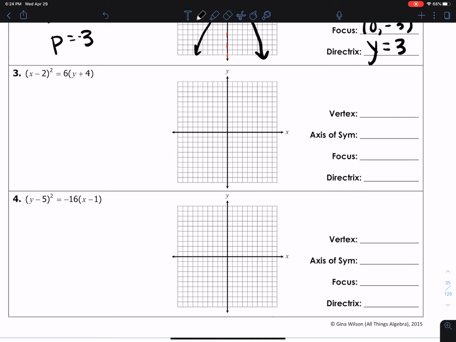The next one, the vertex is not at the origin or at 0, 0, because we have x minus 2 and y plus 4. So this tells us that it's at 2, -4. That's where the vertex is. So I'm going to plot that right there. The axis of symmetry, well, before we do that, we have x squared, right? Because it's x minus 2 squared, so we know it's going to be opening up or down. This number right here is positive, so it's going to be opening up.